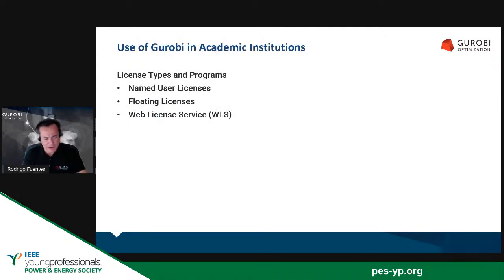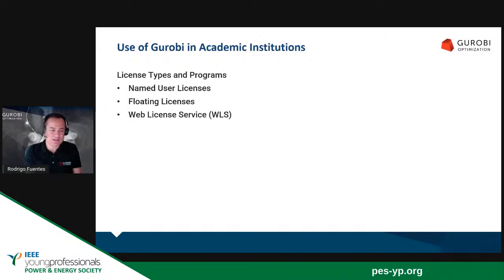Now, in academia, for academic users or research users, which I believe is most of the audience today, we have different types of licenses that you can get. When you get an academic license from Gurobi, you get access to the full version of Gurobi. We don't have an academic version that is different from a commercial version. You have access to the same solver. We don't restrict by number of variables, by number of constraints, by memory, or by concurrent runs. You get exactly what our customers get.